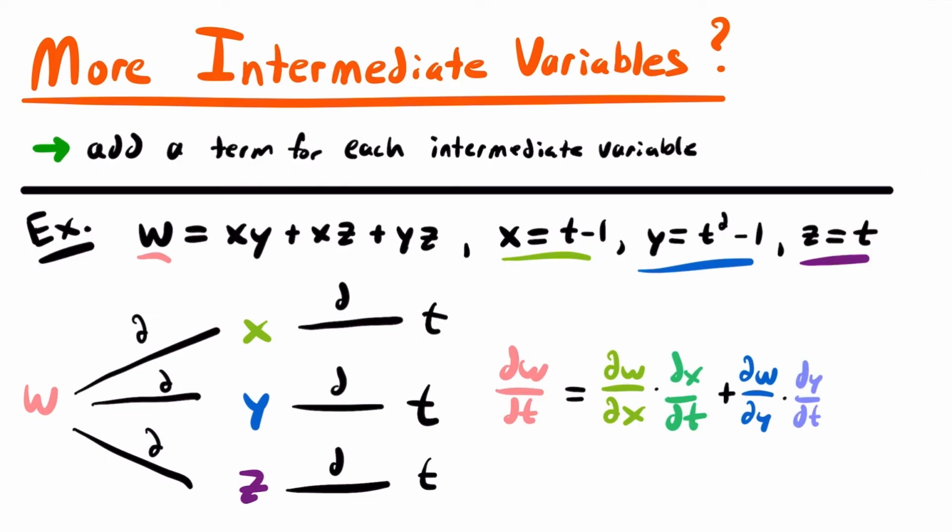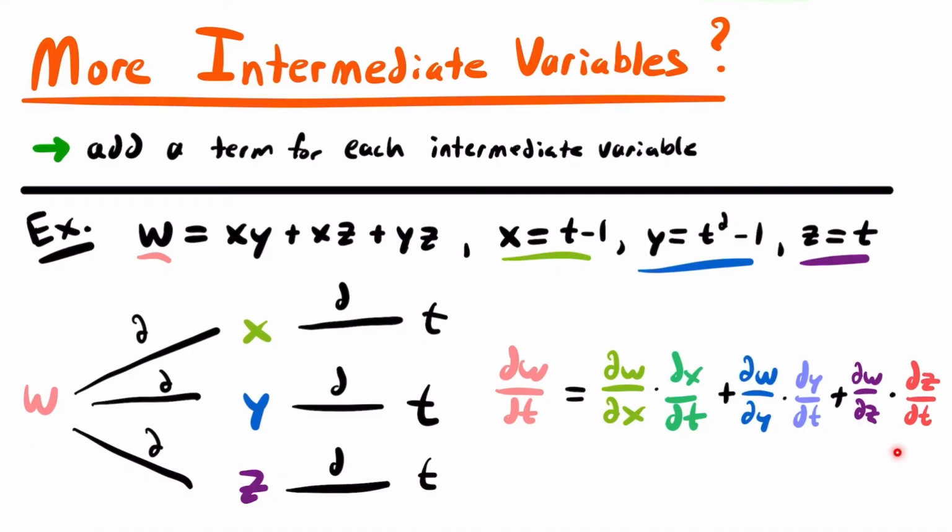But then we're not done. Now comes the extension for the third intermediate variable, that being z. We will now take a partial of w with respect to z and then a regular derivative of z with respect to t. So we'd have a partial of w with respect to z multiplied by dz dt.